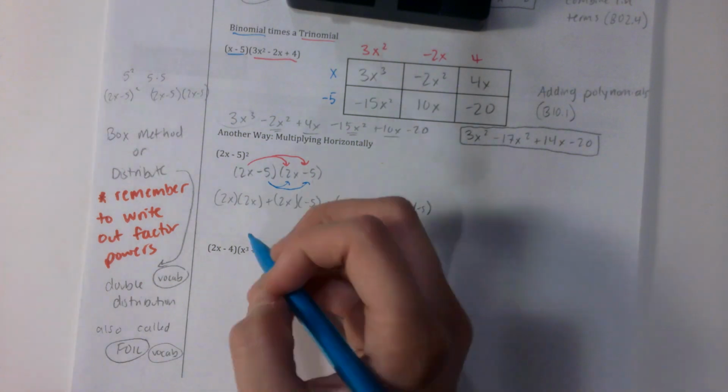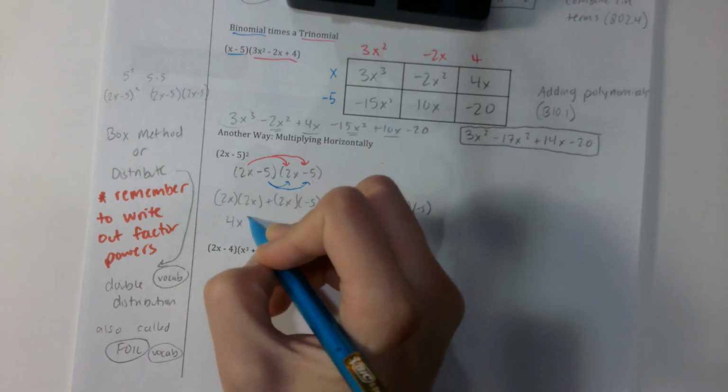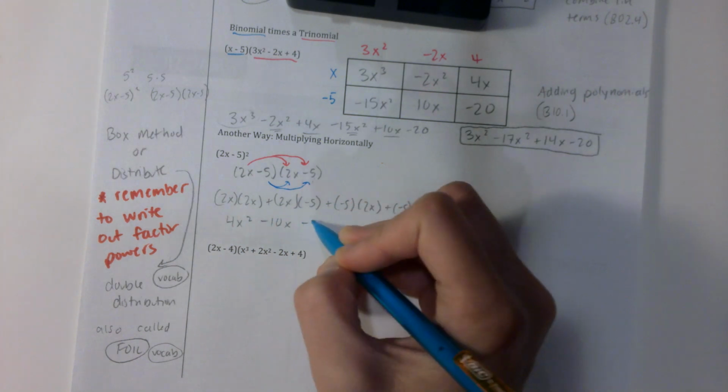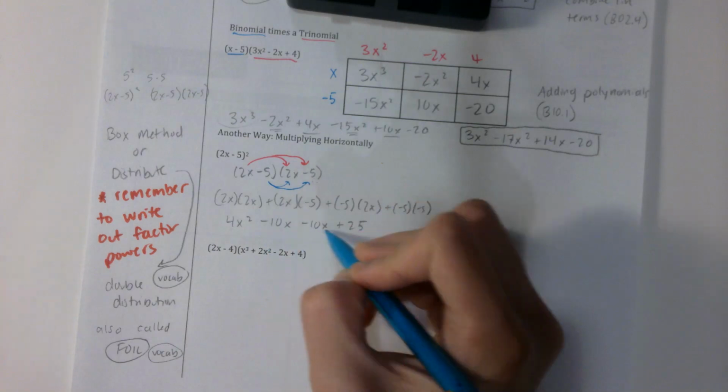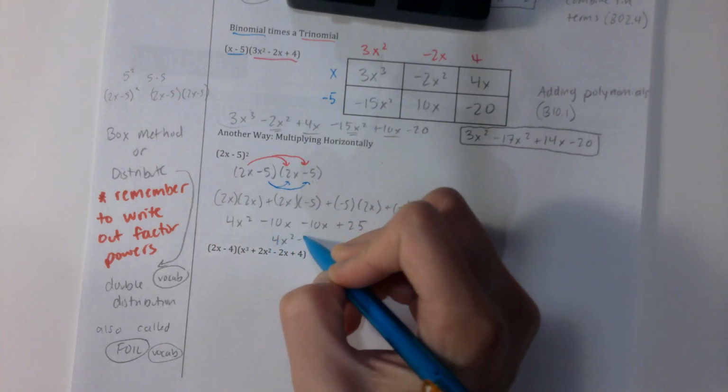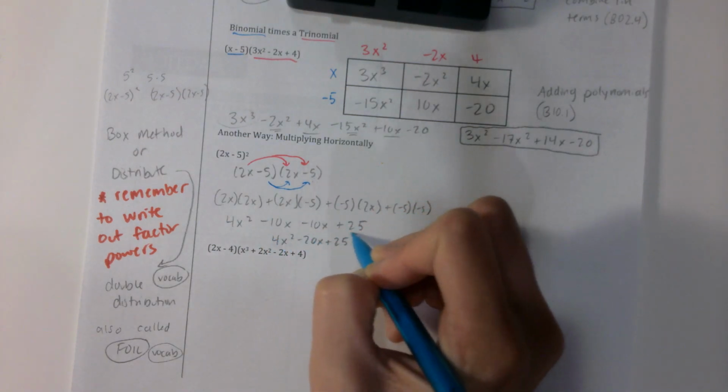It's the same thing. So this becomes 4x squared, negative 10x, negative 10x, and then positive 25 because they're both negatives. We combine our like terms right here. We have 4x squared minus 20x plus 25.